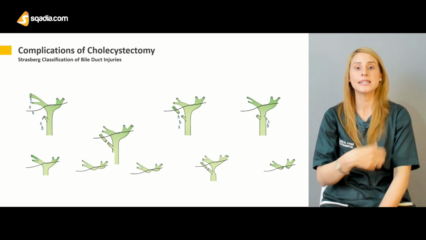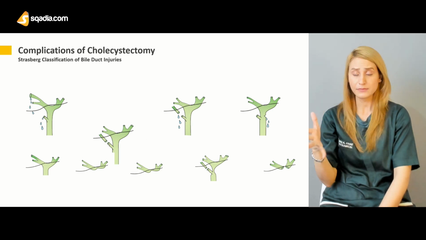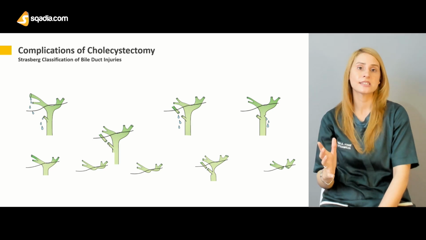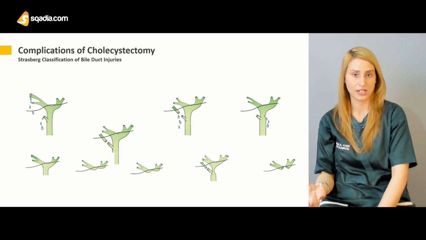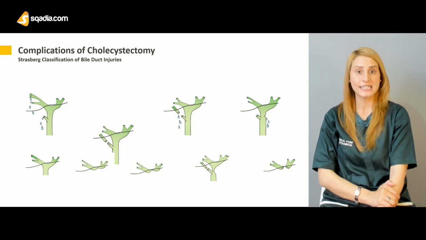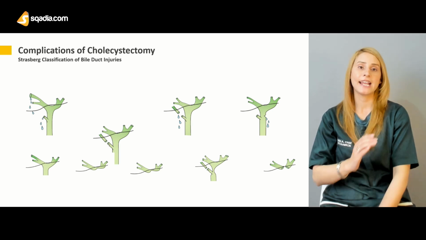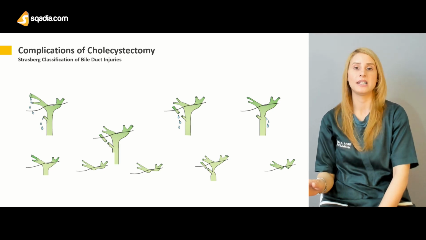And in class C, there is injury, or you can say the whole of the accessory duct is avulsed, and this is categorized as class C. So in B and C, you do the hepatoduodenostomy. And in class D, there is partial obstruction of the common bile duct. And in E, there is complete obstruction of the common bile duct.